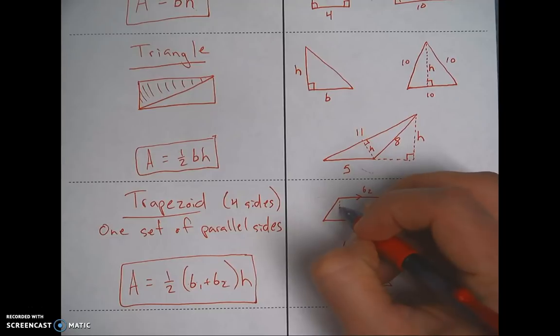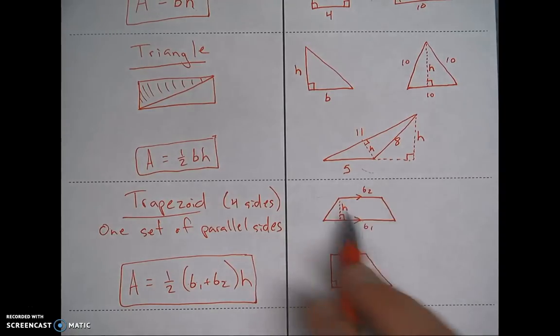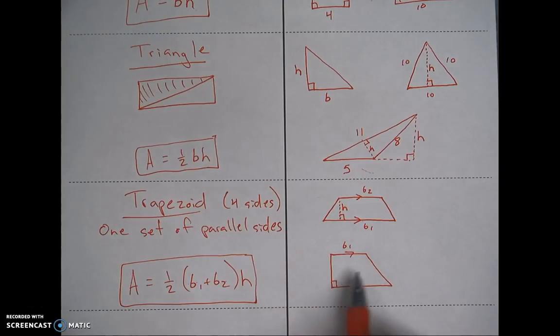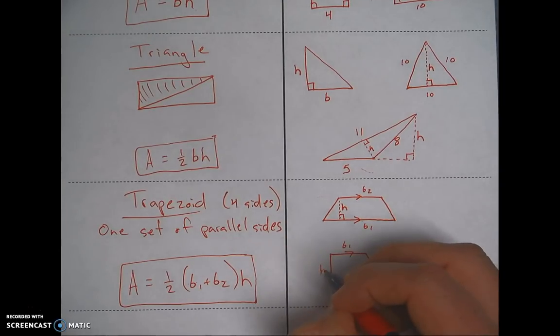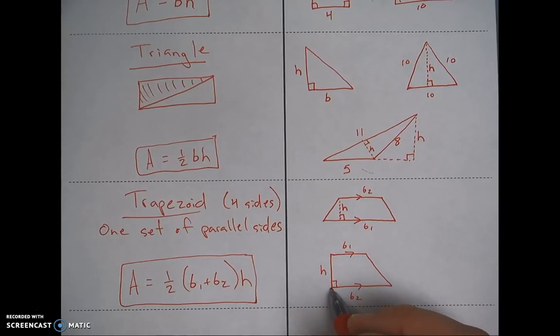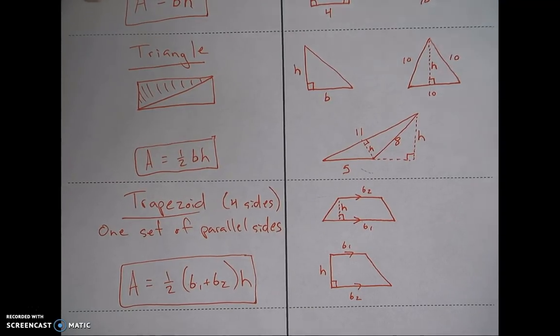Now, height is always straight down, 90 degrees. So the height in this type of trapezoid gets dropped down like this. In this trapezoid, the height is actually this side length because it's coming down and hitting the base at 90 degrees. And we'll go through a bunch of these in the next set of notes.